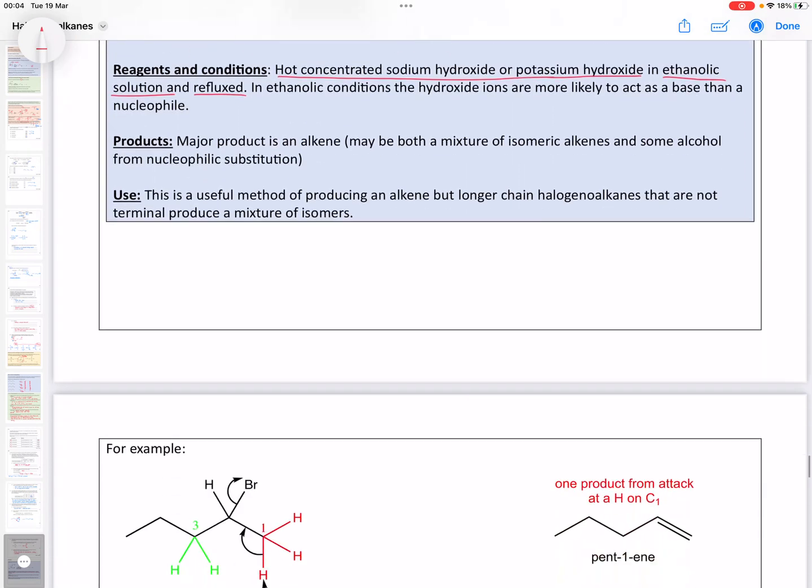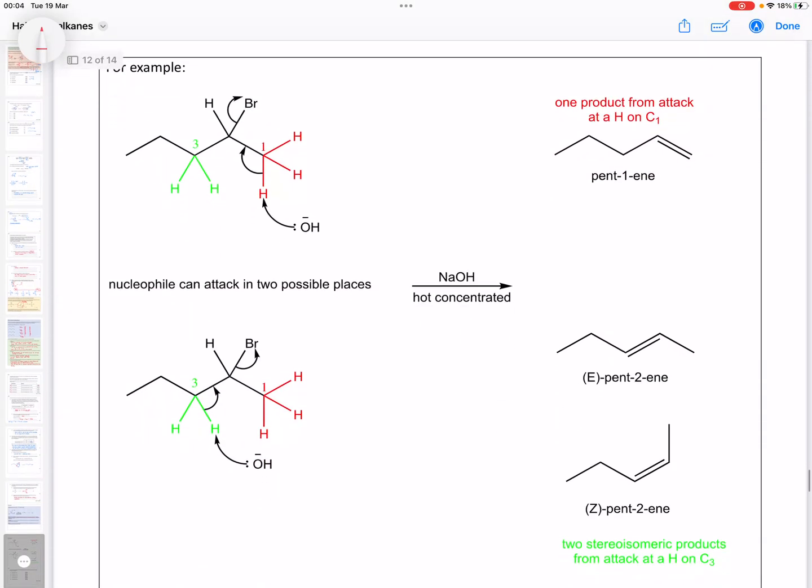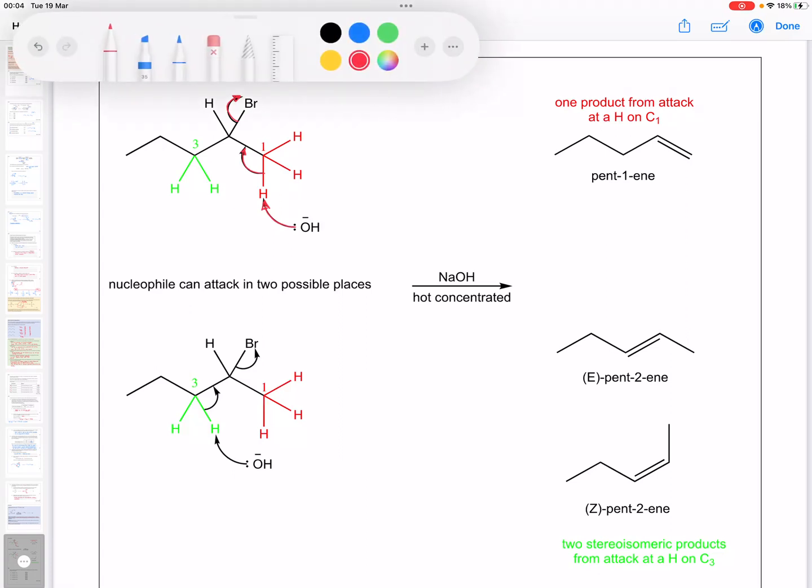So let's look at the example. There are usually several places where the base could attack and remove a proton. So you can see in this first instance, we've got the base attacking this hydrogen here, which is shown as a red hydrogen. That then forms a double bond here before the bromide ion leaves, and that puts the double bond at the end of the molecule.